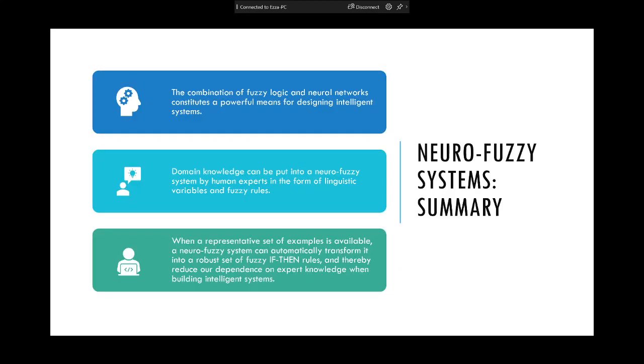As a summary, the combination of fuzzy logic and neural networks constitutes a powerful means for designing intelligent systems. Domain knowledge can be put into a neuro-fuzzy system by a human expert in the form of linguistic variables and fuzzy rules. When a representative set of examples is available, the neuro-fuzzy system can automatically transform it into a robust set of fuzzy if-then rules, and thereby reduce the dependency on expert knowledge when we build the intelligent system.